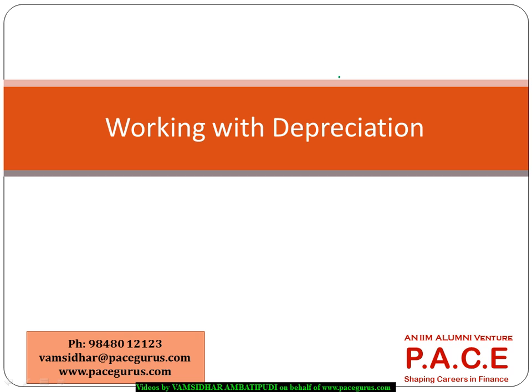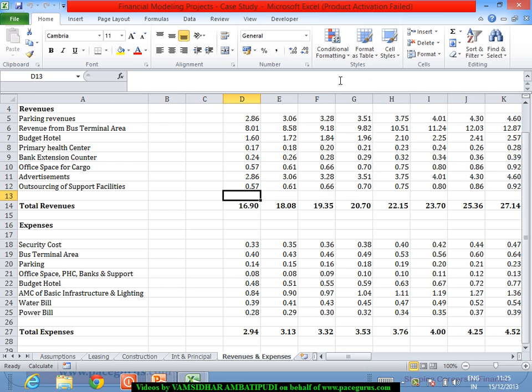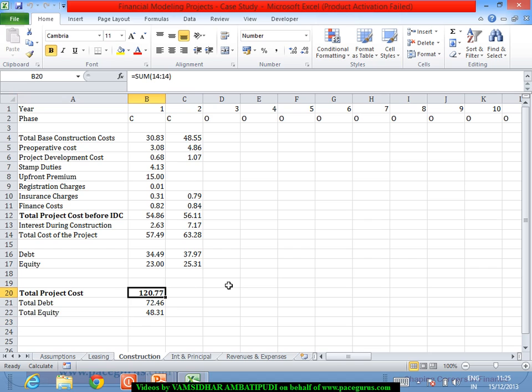So how can I allocate the cost of my project? Our project was costing close to 121 crores during the construction period. So for this 121 crores, probably we are breaking this 121 crores across the various assets, right? Or probably I may not look at the entire 121 crores in the initial years, which is the total cost of the project.